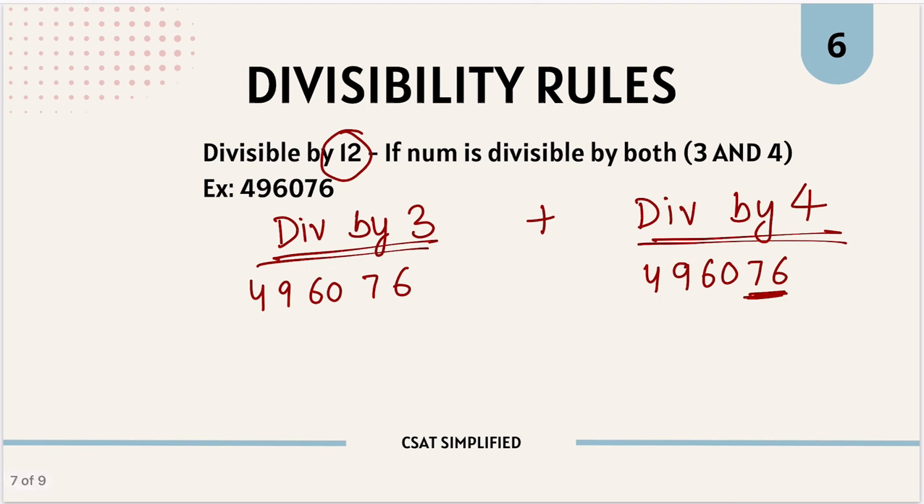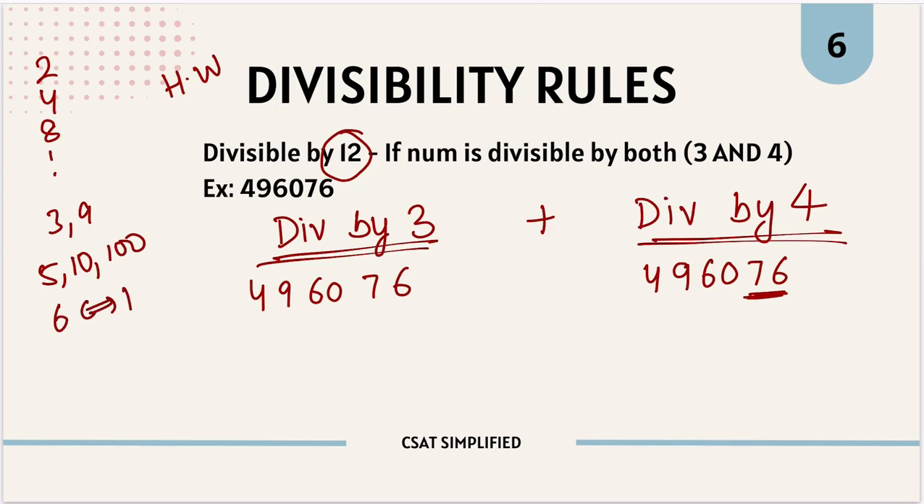This is homework for you. Check it on your own. Correct? So we have learnt about 2, 4, 8, then 3 and 9. Then we learnt about 5, 10 and hundreds. Then we learnt about 6, which was very similar to 12. Just see the difference. Then we skipped 7, and then we learnt about number 11. So these many divisibility rules you need to know for the exam.